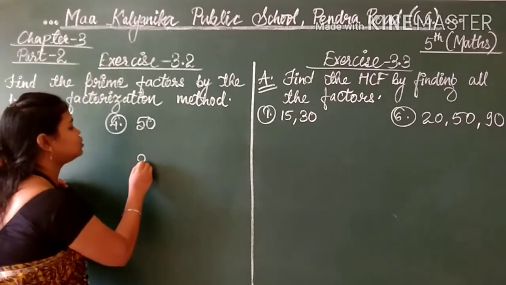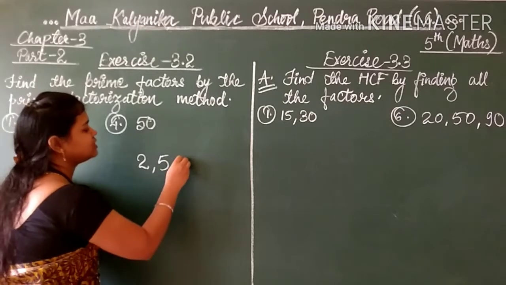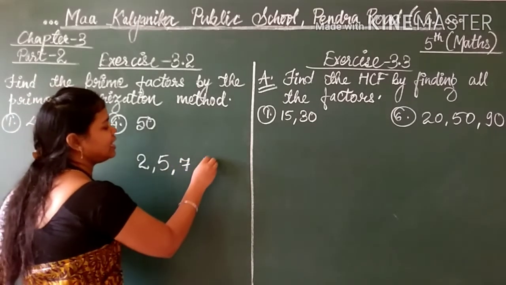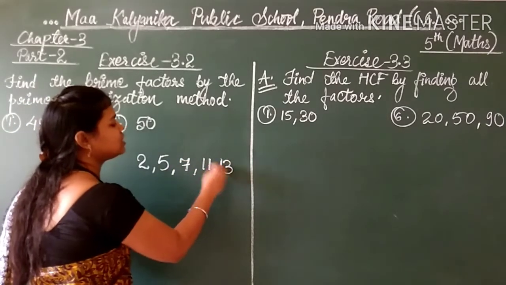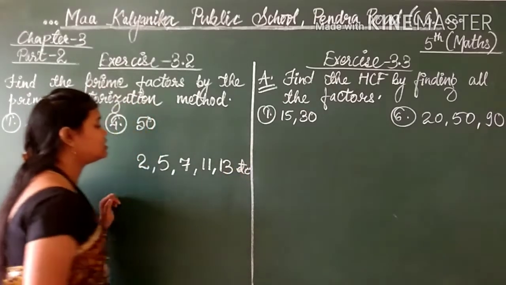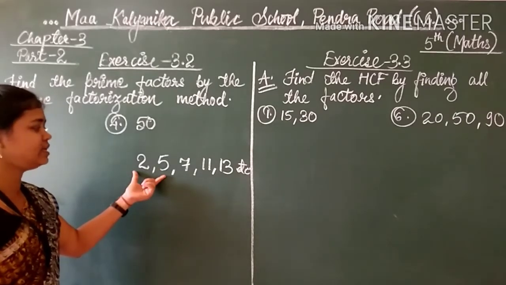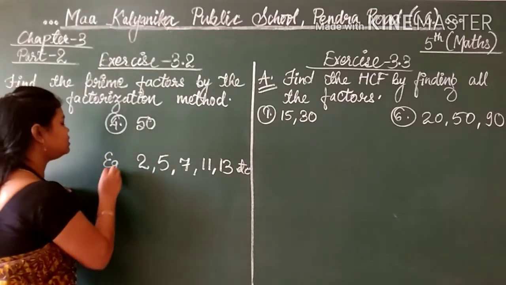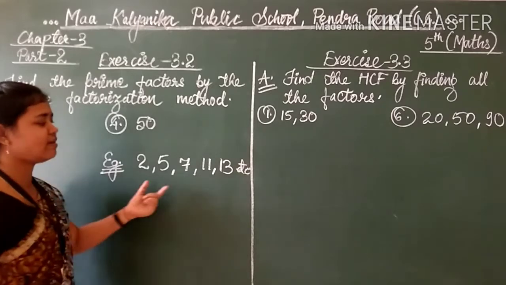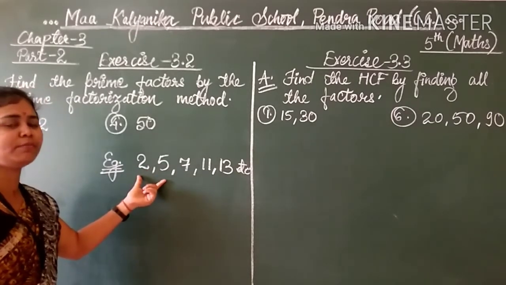For example, 2, 5, 7, 11, 13 and many more. We can see, right, etc. These are the prime numbers which I had written here. For example, 2, 5, 7, 11, 13, etc. So how is it a prime number?